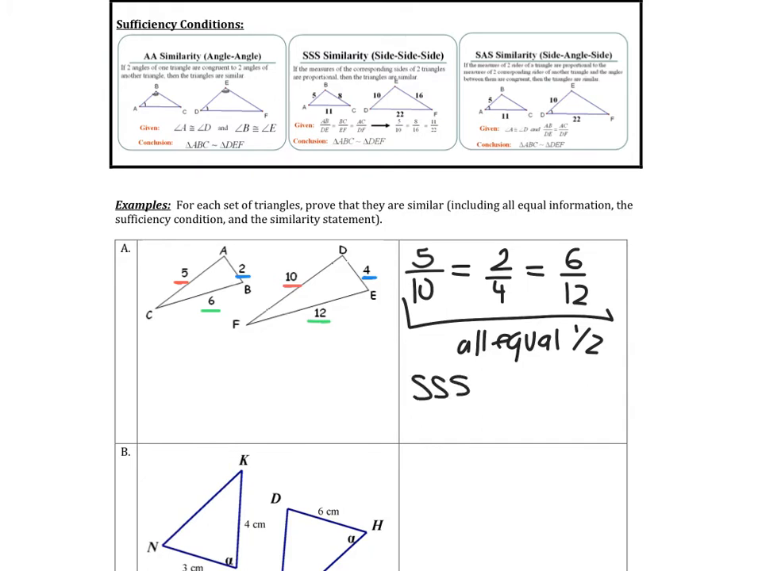And now let's actually write our similarity statement. And make sure you write the similarity statement with the corresponding sides and corresponding angles. So our triangles are already rotated properly, so I can go ABC is going to be similar to DEF, because I can kind of tell which angles are going to be equal to each other.